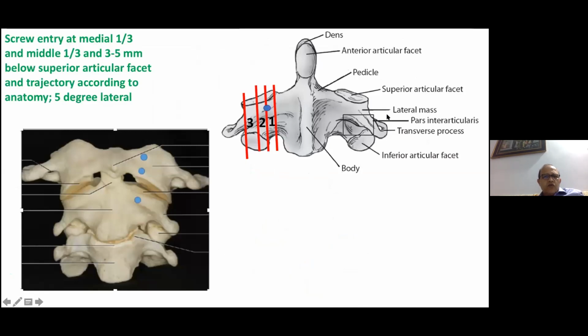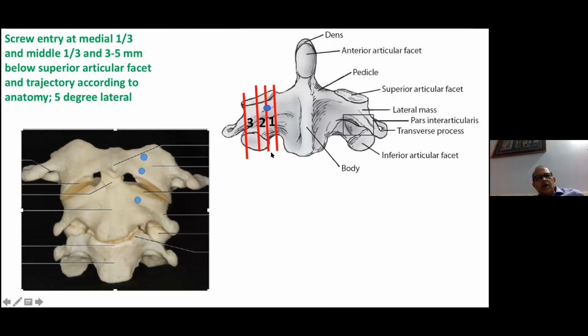In the same way, you divide the C2 lateral mass into three parts: medial third, middle third, and lateral third. So the screw should be either in the medial third or at the junction of the medial and middle third in the superior portion. So medial is safer and superior is safer because inferiorly you may find a high riding vertebral artery. So put a screw here and it should be slightly laterally rotated.